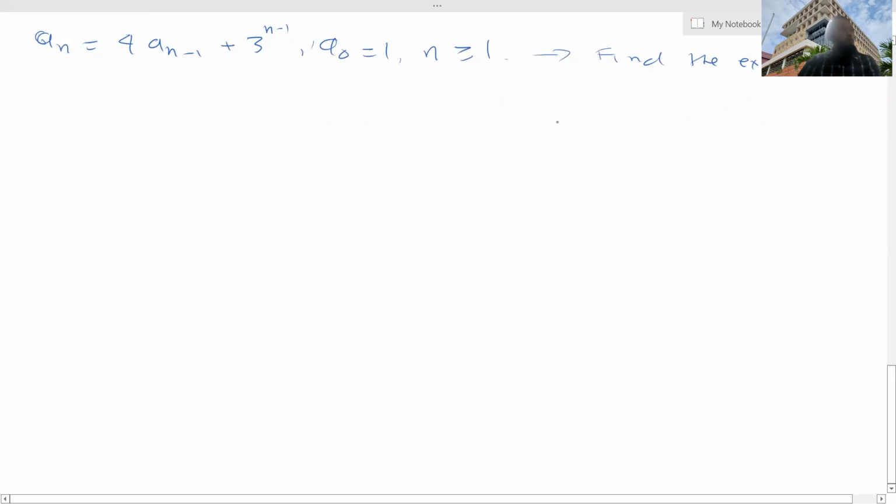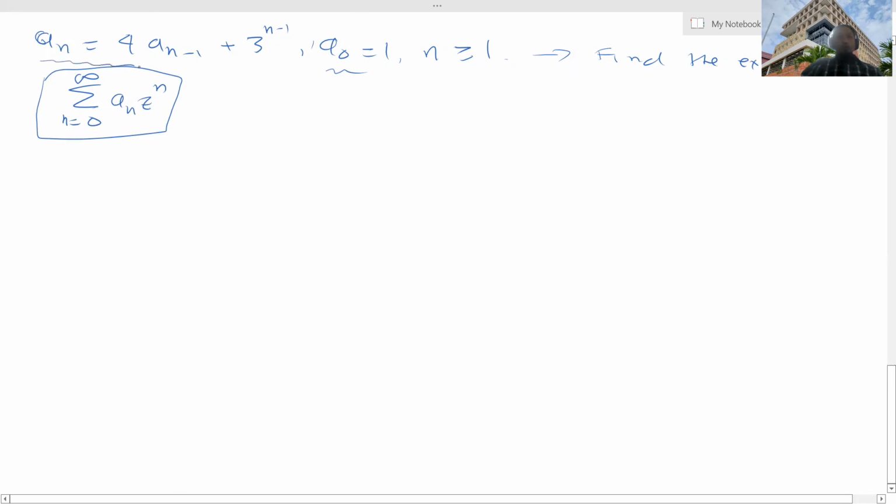So the first step is, of course, to change the recurrence relation into power series representation. So what is the power series representation? It should look like this: the sum of n from 0 to infinity a_n z to the power of n. This is our basic form. Now we know that a_0 is 1.